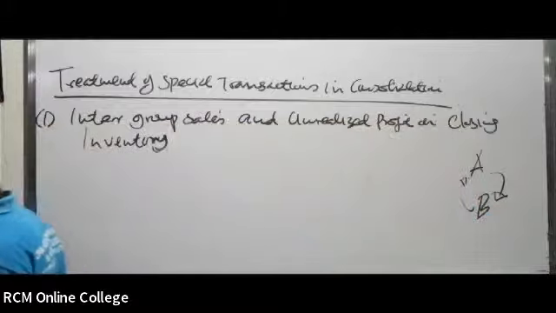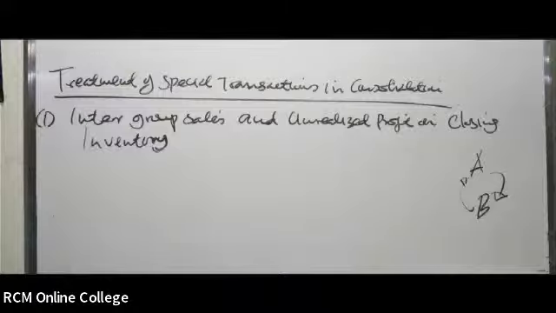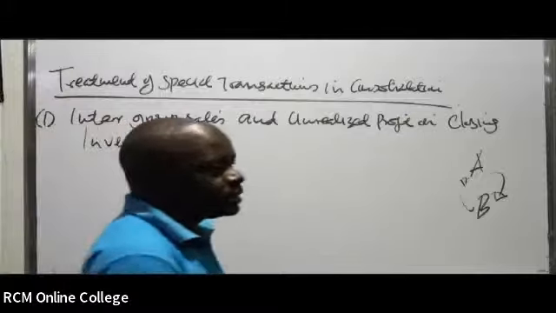So you write this. Intergroup sales occurs where a member of the group sells goods to another member of the group. Hope you've been able to write that. You need to be very keen. From this particular point in time, you need to be very keen as to what you're having to say.